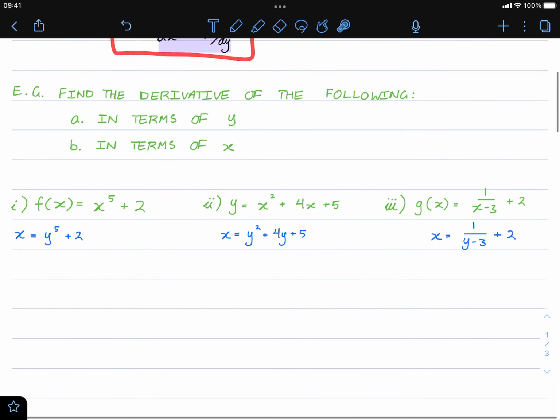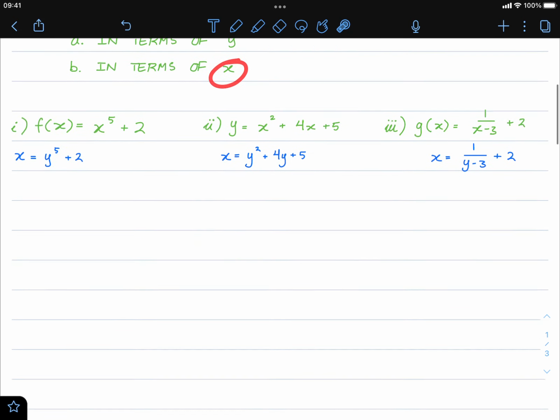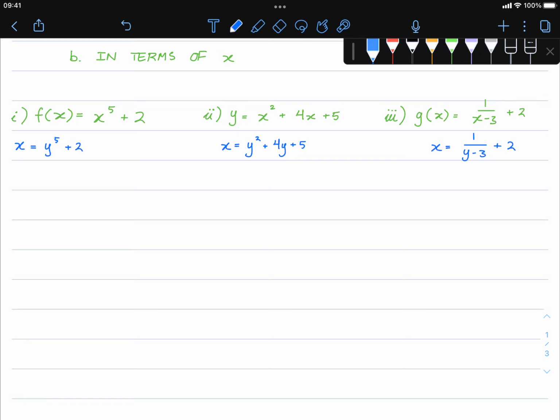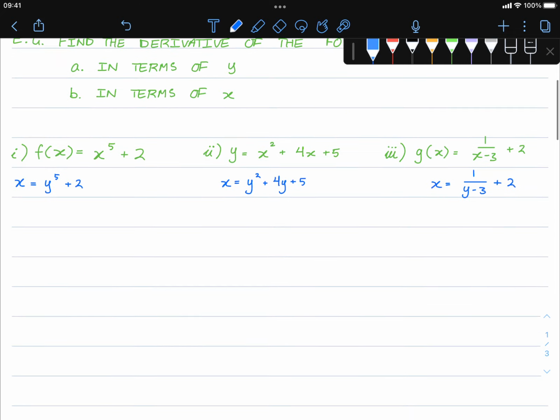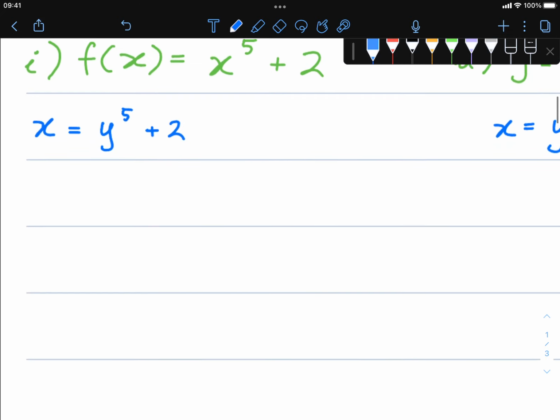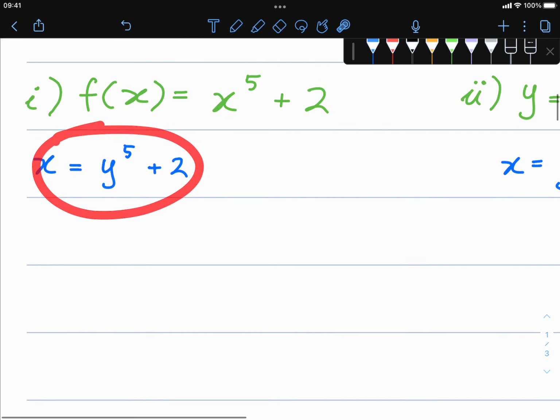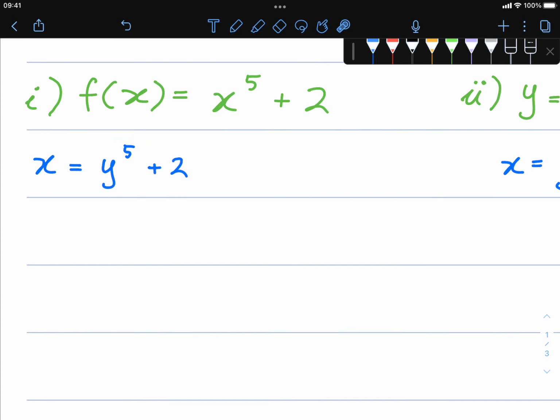So let's find the derivative of the following in terms of y and then in terms of x. You'll find it's the same three functions that we saw previously, but you'll see how we might use this property here. So let's begin. So normally we would find the inverse function. We'll switch out x and y, and then from here we would continue until we find the function of y in terms of x.